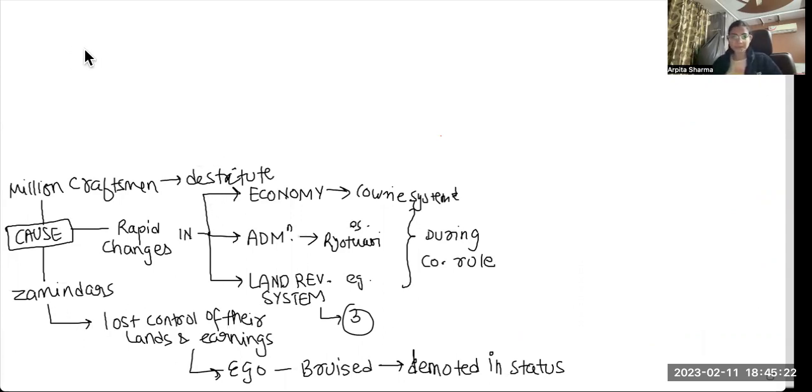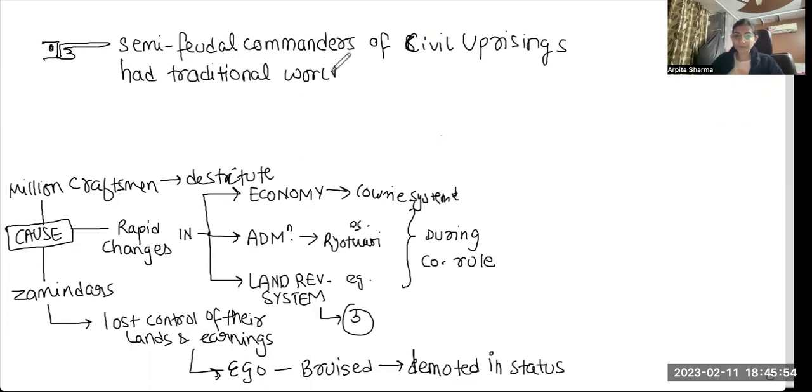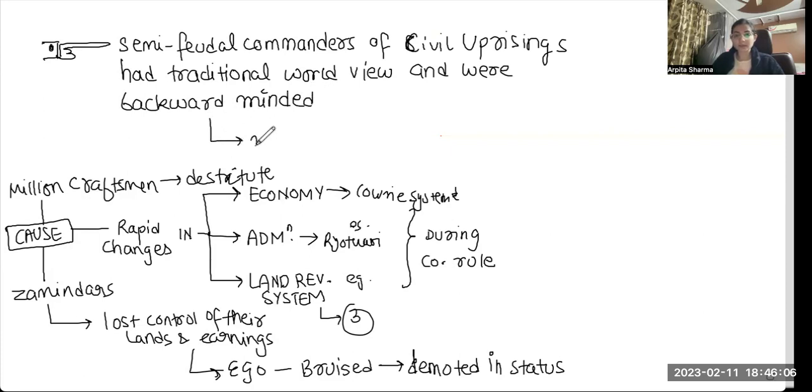So these were the causes, ठीक है? Another important point that you need to add over here, एक और important point जो यहाँ पर आपको add करना है वो ये है that the semi-feudal commanders of the civil uprisings, you can add this in the conclusion also, had a traditional worldview and they were backward minded.